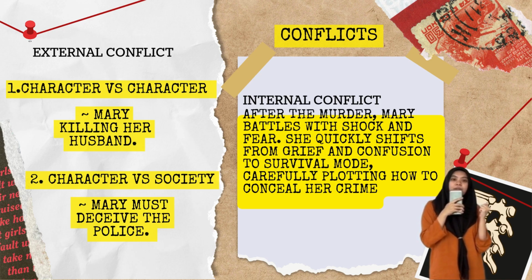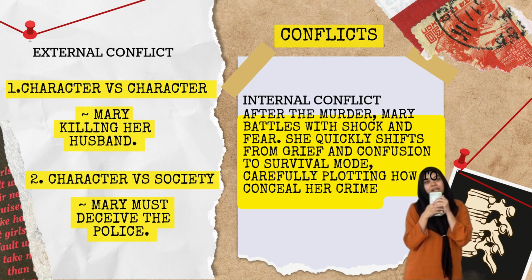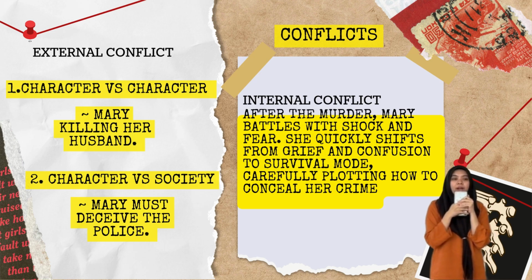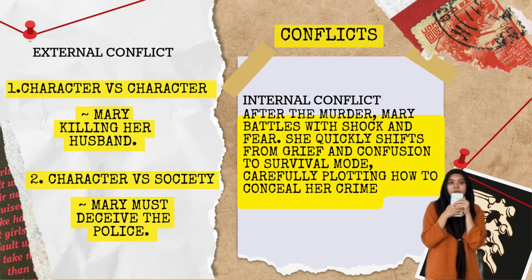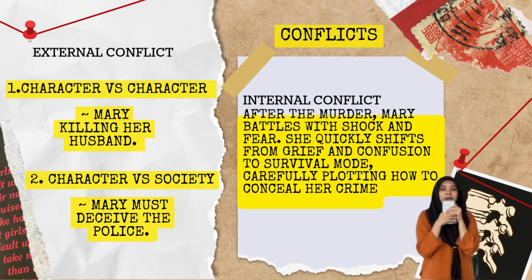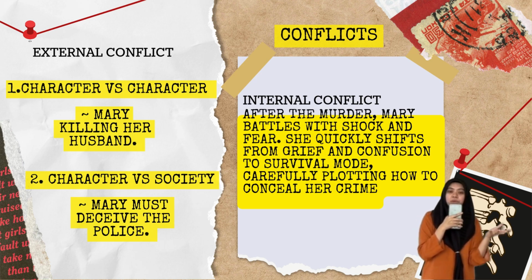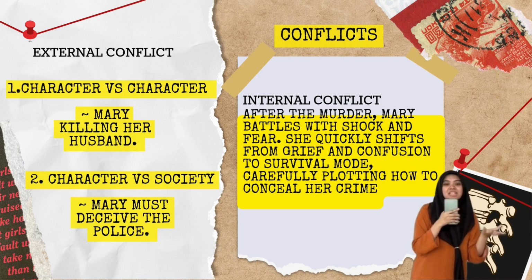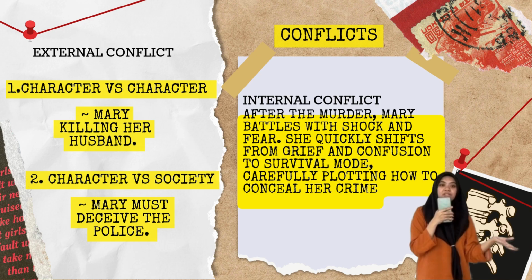Meanwhile, the second external conflict is character versus society, where the police come to Mary's house to investigate her husband's death. And Mary decides to deceive them by tricking them into eating the frozen leg of lamb that she cooked, that is the very murder weapon that the whole police force is searching for.